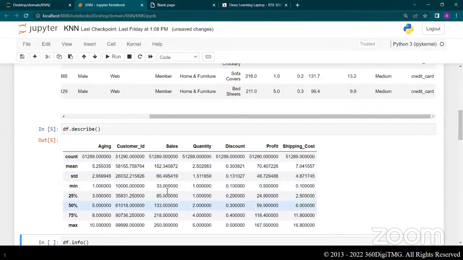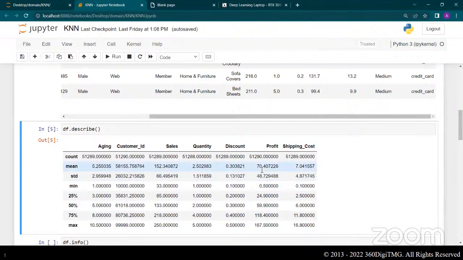The lowest sale was 33, the highest sale was 250, and the average sale was 152. Average quantity was 2.5. Okay. And the average discount was 0.3%. And on an average, you're making a profit of 70 per item. So it is a very profitable business. You sold 50,000 items and you have made 70 per item. You're ending up with 35 lakh, whatever the currency here is. Okay. And even if you include shipping and everything, you're still ending up with a massive profit. Okay.